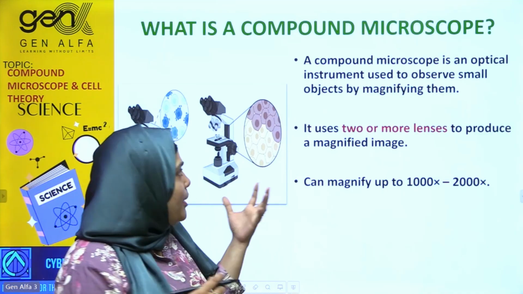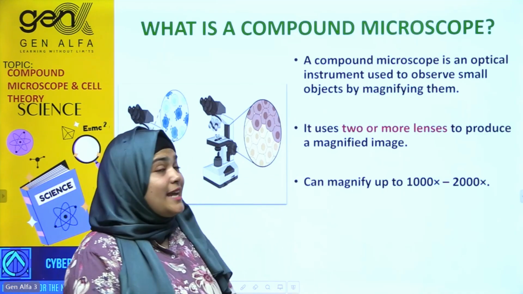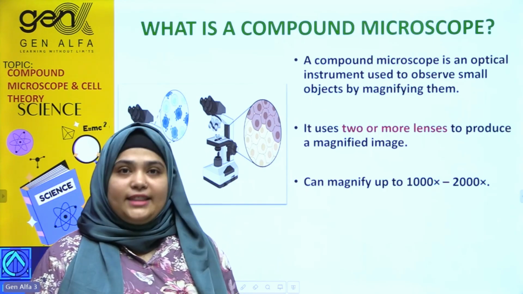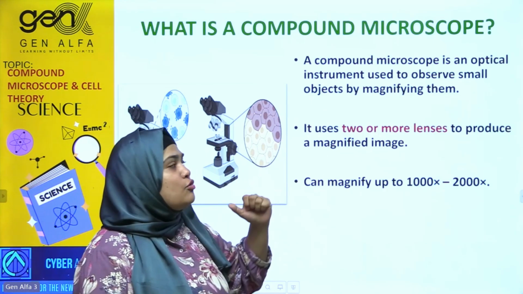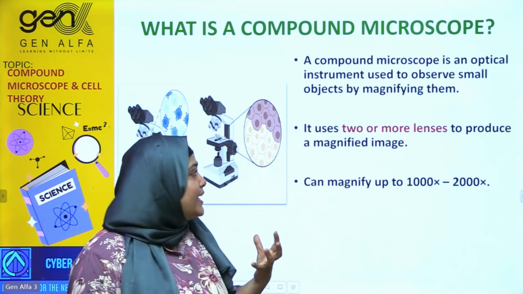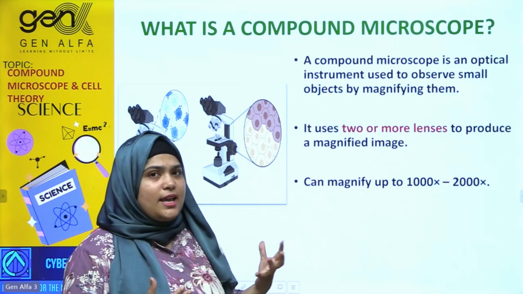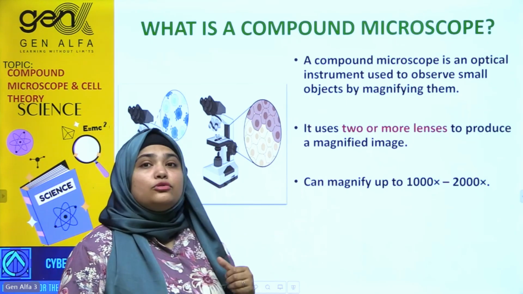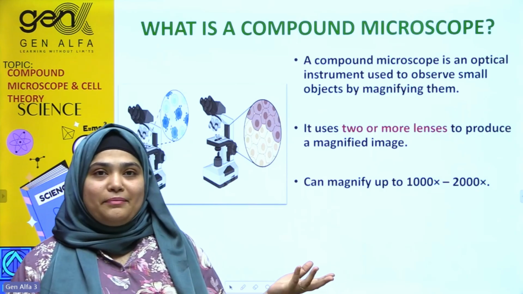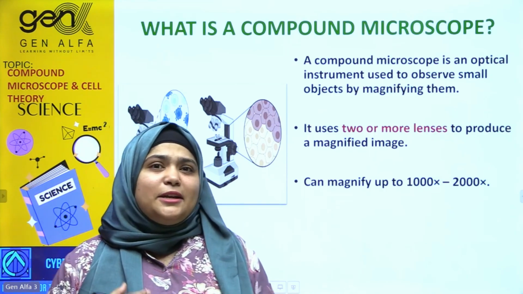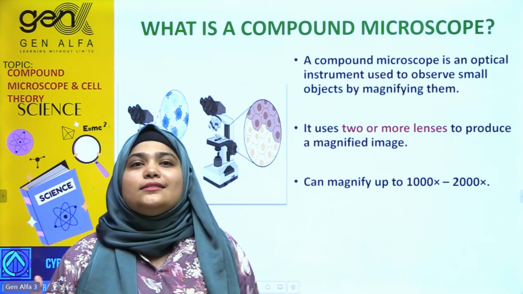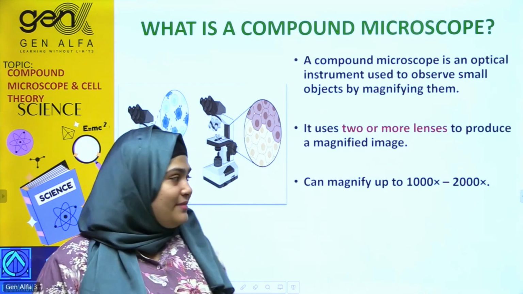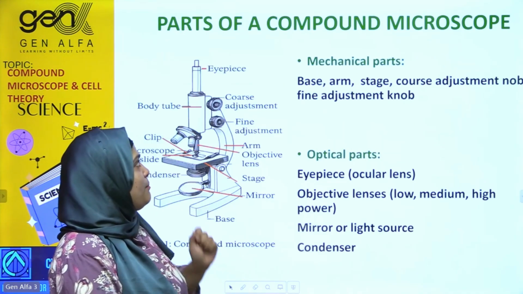Fine. So a compound microscope is an optical instrument that is used to observe small objects by magnifying them. And it uses two or more lenses to produce a clear and magnified image. And yes, students, it is very special that it can magnify up to 1000 to 2000 times. It means that it makes an ant look like the size of a fish. Isn't it interesting? Let's find out more things about the compound microscope.